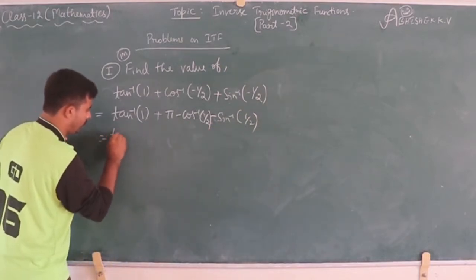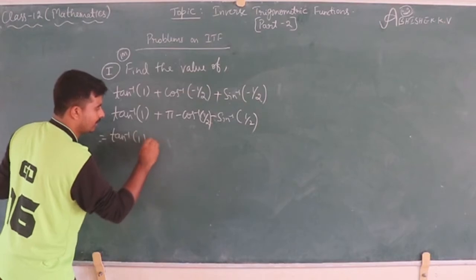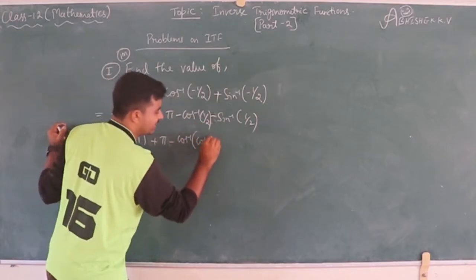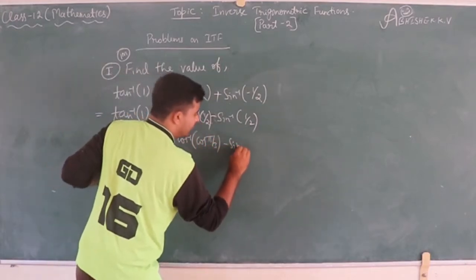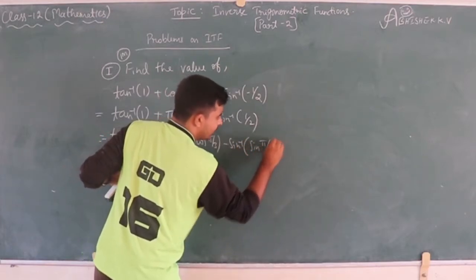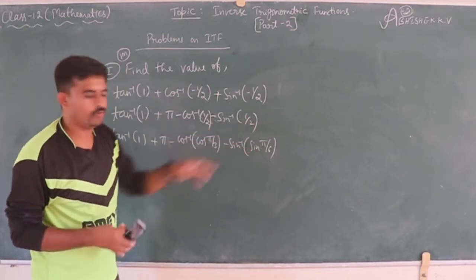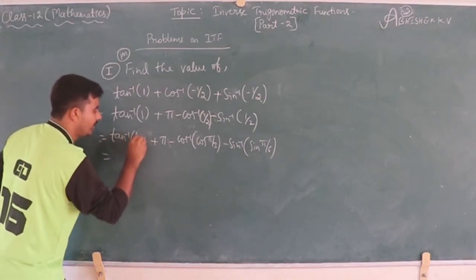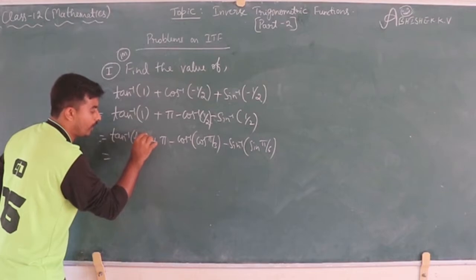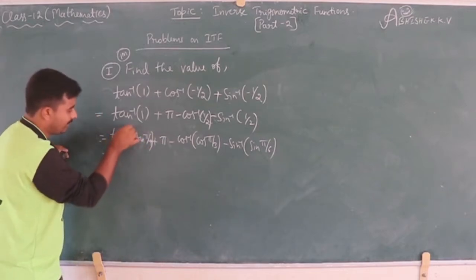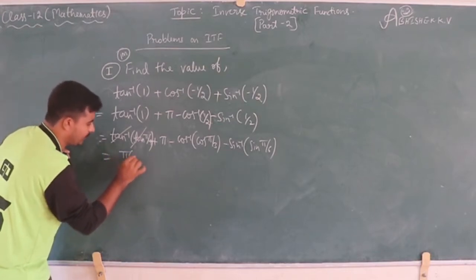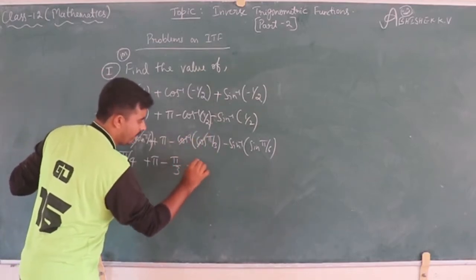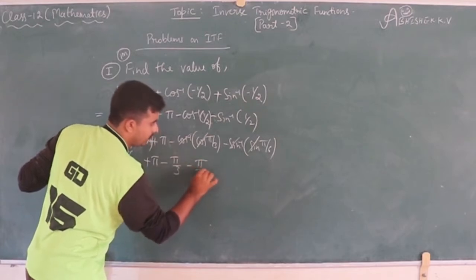Now we are going to apply. See, tan inverse of 1 plus pi minus cos inverse of, at which angle cos has the value 1 by 2, at 60 degree, that is pi by 3, minus sin inverse of sin of pi by 6, at 30 degree sin has the value 1 by 2. Therefore, what is tan inverse 1? See, 1 can be written as what? Tan of, at which angle tan has the value 1, tan of 45 degree. That is pi by 4. See, tan inverse gets cancelled. Pi by 3 gets cancelled, minus sin inverse sin gets cancelled, remaining with pi by 6.